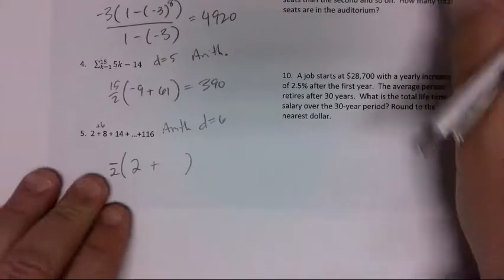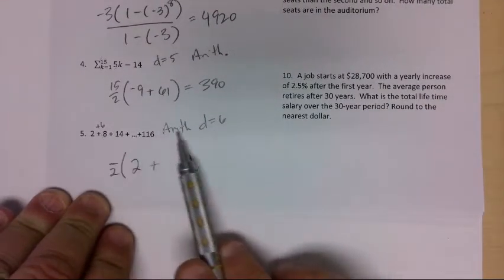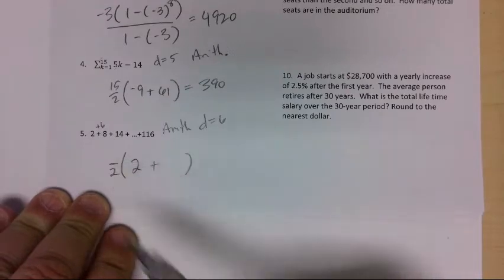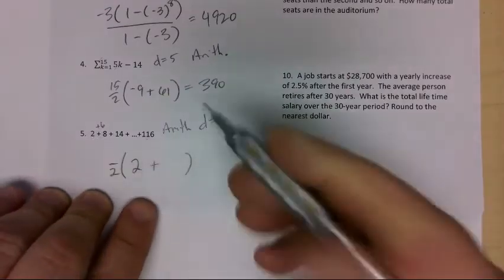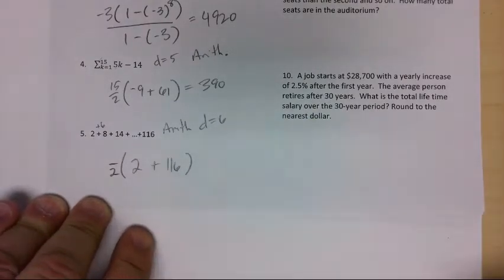Okay, hold on. I got you. Okay, so arithmetic is adding 6 every time. The difference is 6. I don't know the number of terms, but the first term is 2, the last term is 116. And I need to figure out how many terms there are.